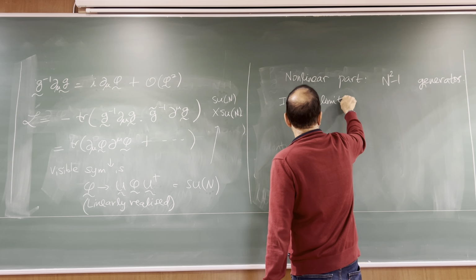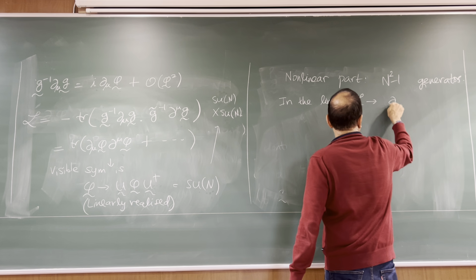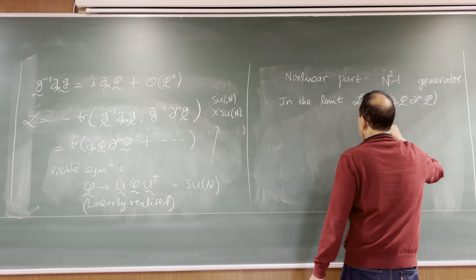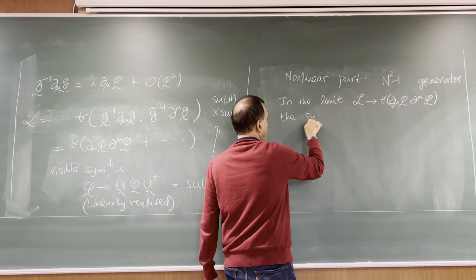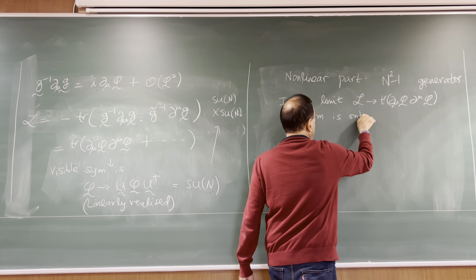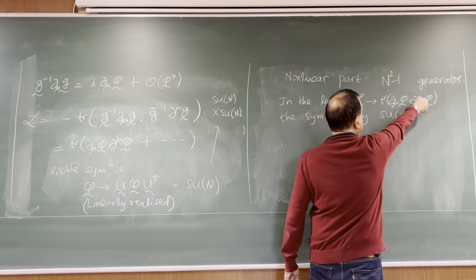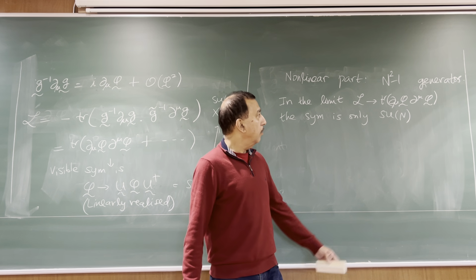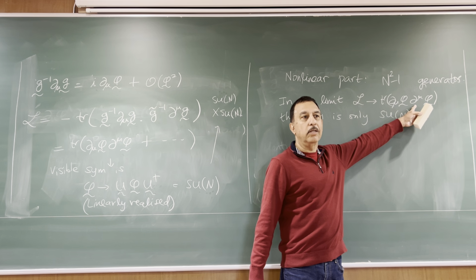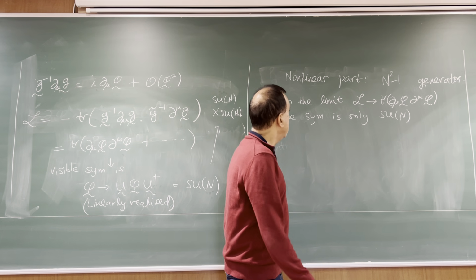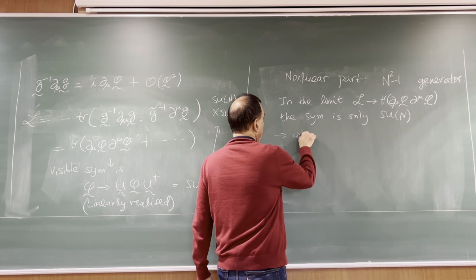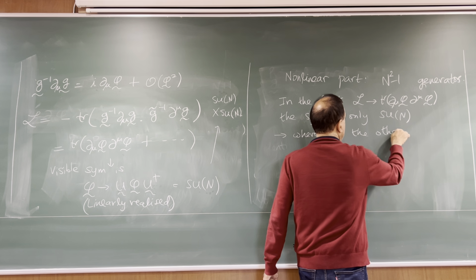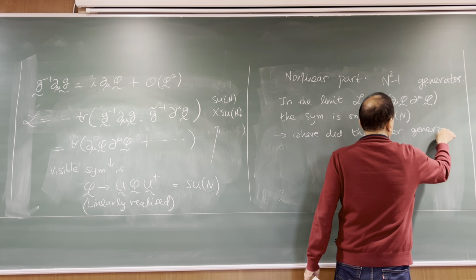In the limit, L goes to del mu phi, the symmetry is only SUN. We can see it with the naked eye, right? If there was any other symmetry like SUN cross SUN, we would be able to see it. But this Lagrangian certainly doesn't have SUN cross SUN. Okay, so where did the other generators go? And you know the answer. I've already told it to you in a different example. So you have to tell me now what it is.